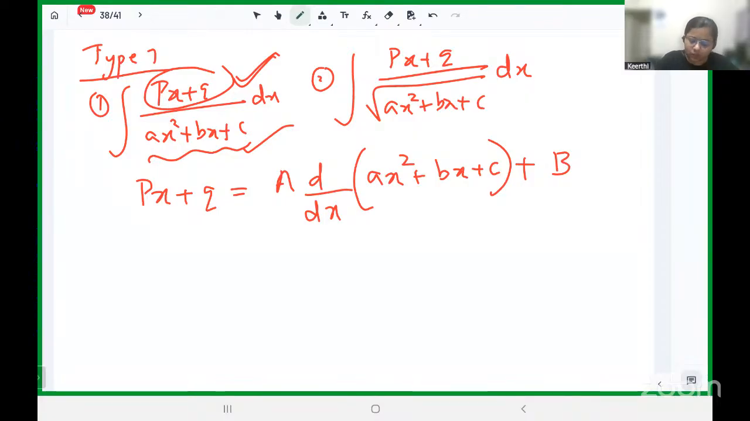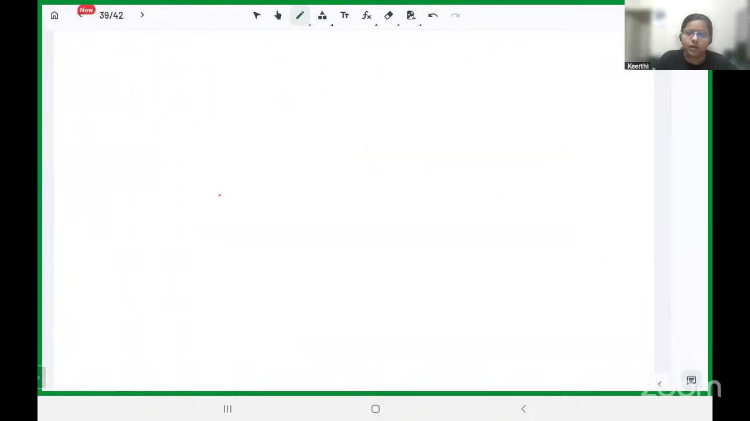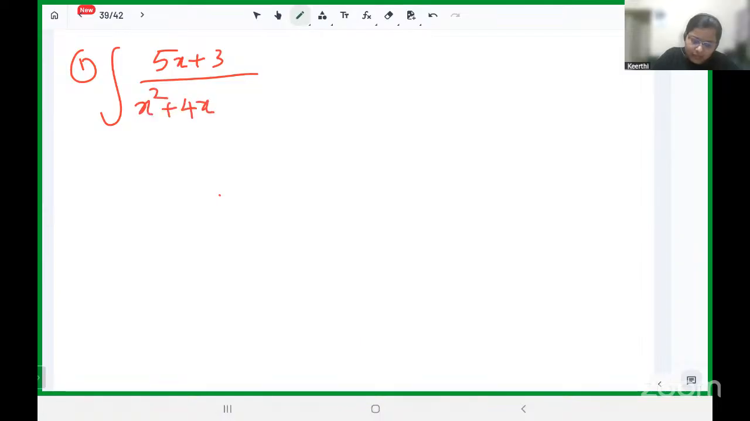All right, so we'll do a problem, then you will understand properly. The first one is integral 5x plus 3 divided by x square plus 4x plus 10 into dx.